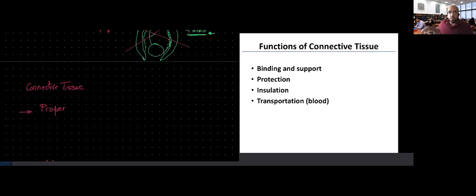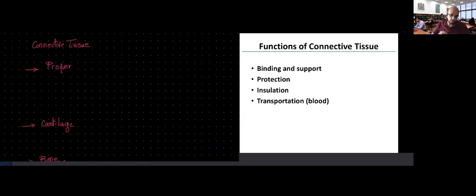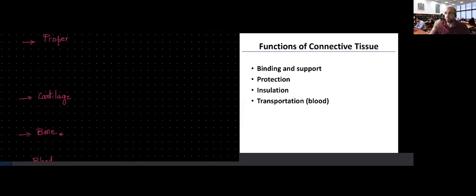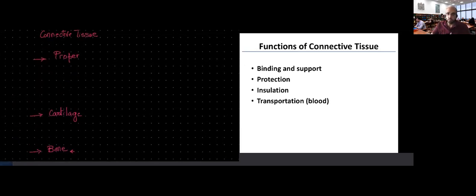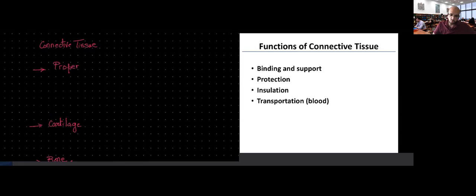Before break, we stated that we've got 4 different types of connective tissue. Remember, those are connective tissue proper, cartilage, bone, and blood. Connective tissue proper is going to be subclassified into 2 main subcategories.